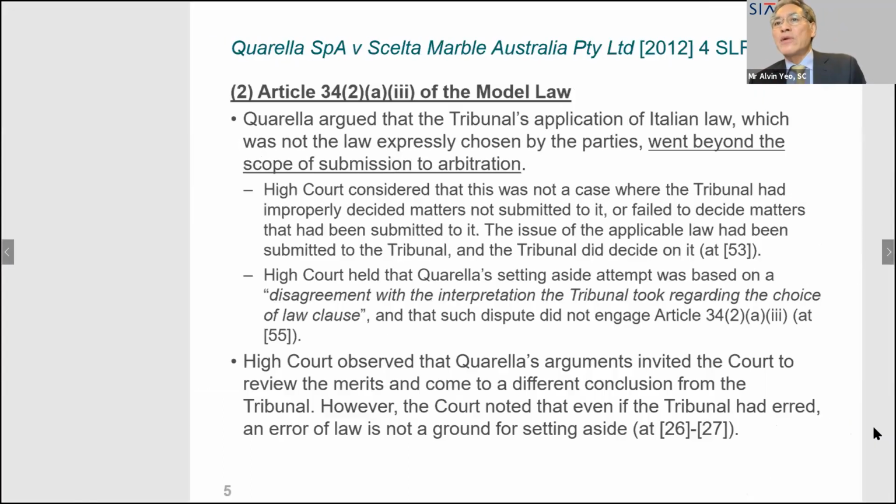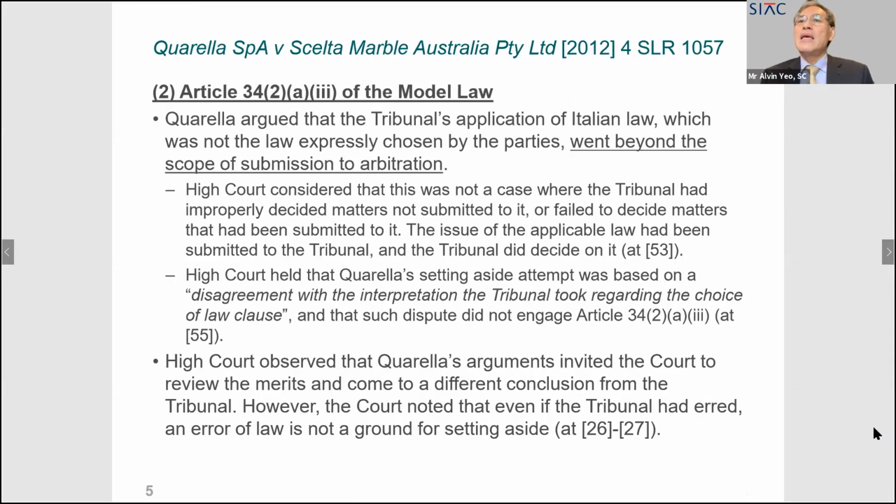Moving over to the next ground, the next slide, Corrella also tried to argue in terms of Article 34(2)(a)(3). And this is where the tribunal decides on matters beyond the scope of the submission to arbitration. And Corrella's argument was that by applying Italian law, when the contract provides for the CISG to apply, the tribunal had gone beyond the scope of submission to arbitration.